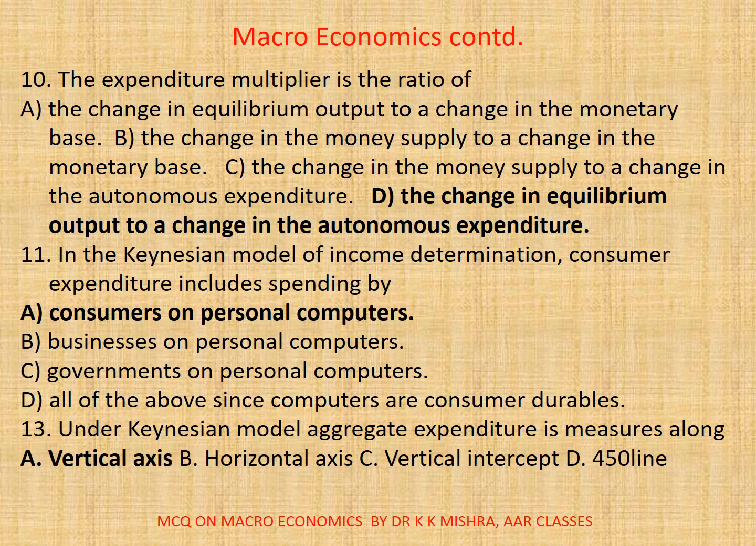11. In the Keynesian model of income determination, consumer expenditure includes spending by A, consumers on personal computers; B, business on personal computers; C, governments on personal computers; or D, all of the above, since computers are consumer durables. Actually, the correct option is A, consumers on personal computers.